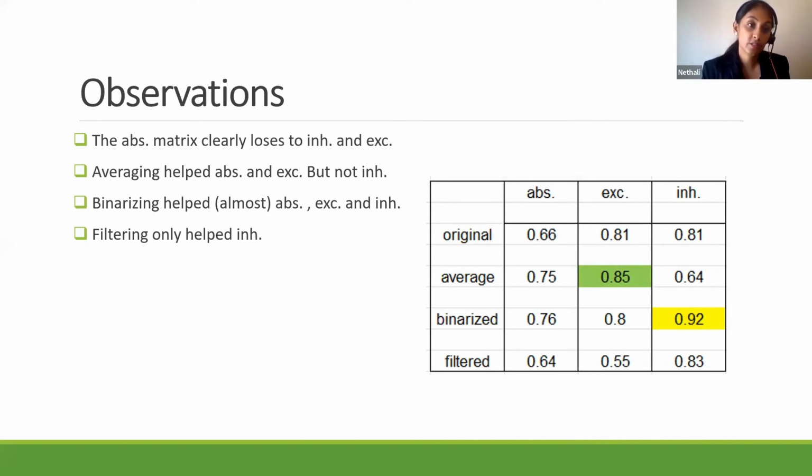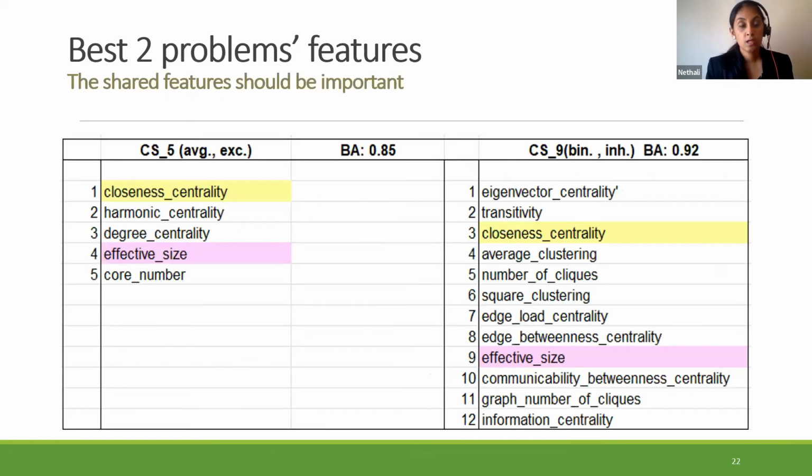Averaging actually helped us in the absolute and the excitatory, but not in inhibitory. And binarizing helped in pretty much all of them, so that seems to be a good strategy going forward. And then filtering only helped in the inhibitory. So it's also interesting how, even though the excitatory and inhibitory is just a plus and a minus, maybe averaging works better in excitatory but not inhibitory, and vice versa, right? They're still very different.